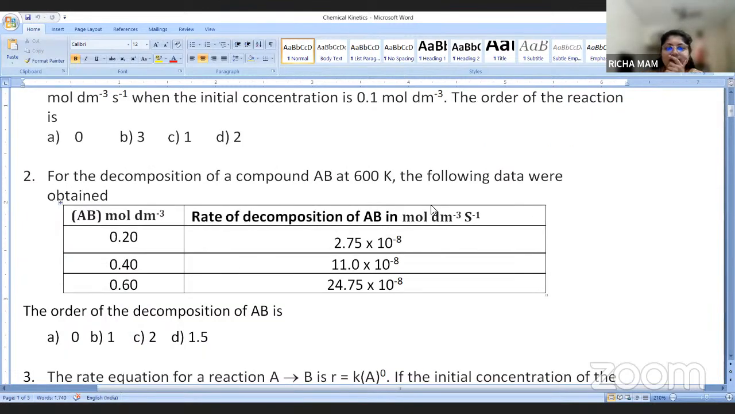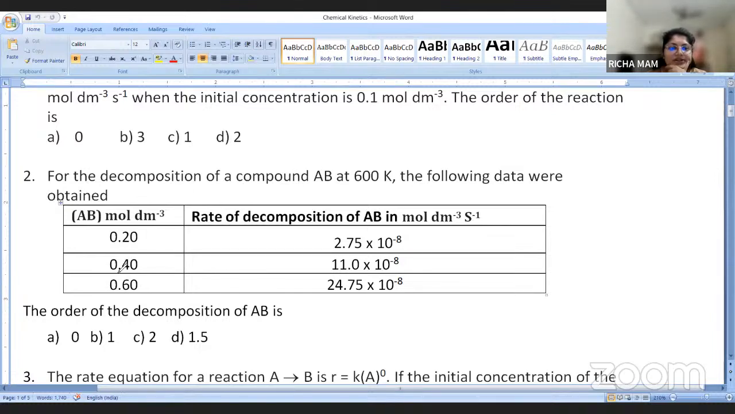Okay, so this is the data. You have to tell what is the order of the decomposition of AB. This is the decomposition of compound AB, taking place at 600 Kelvin. So the following is the data which is obtained.